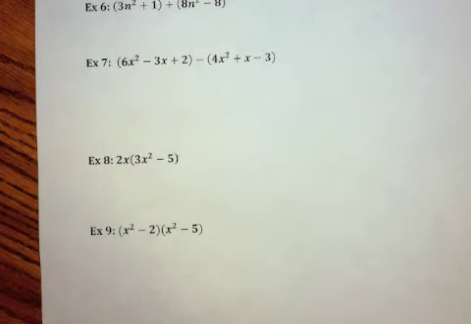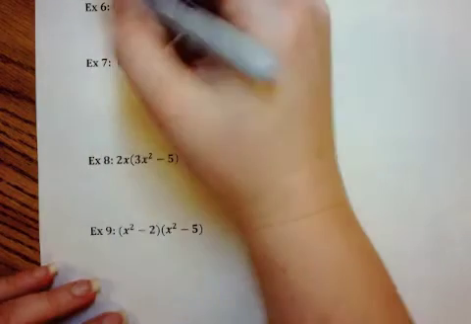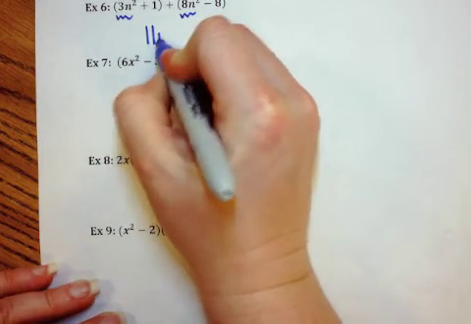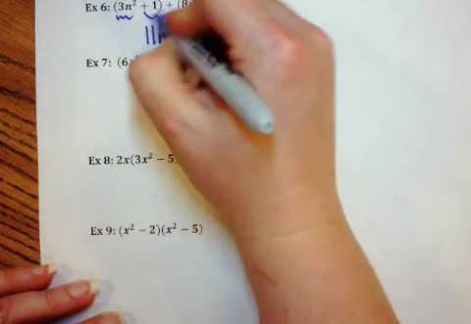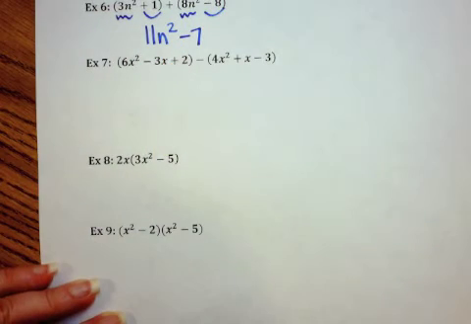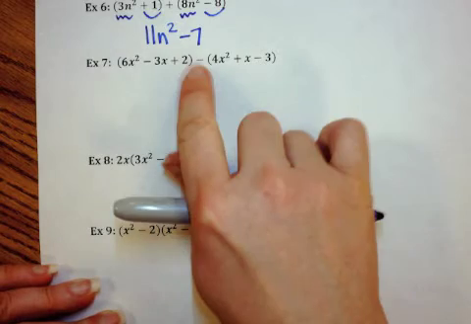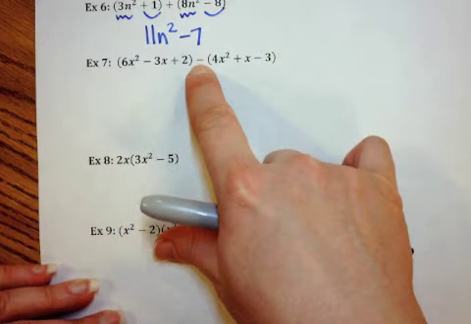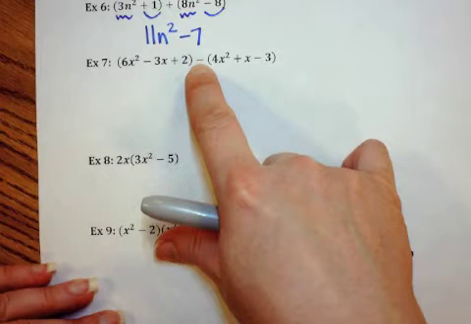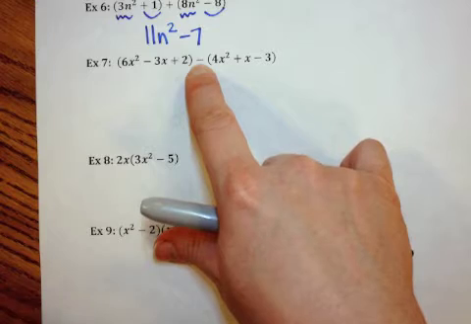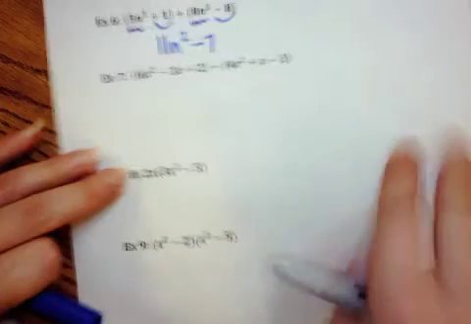Example 6, again with the like terms, I have 3n squared and 8n squared makes 11n squared. Plus 1 minus 8 gives me minus 7. The next one is subtraction. Now, when I taught subtraction earlier, you're either a user or a distributor. I prefer you distribute. You guys are not very good at using a minus sign. So let's go ahead and distribute.